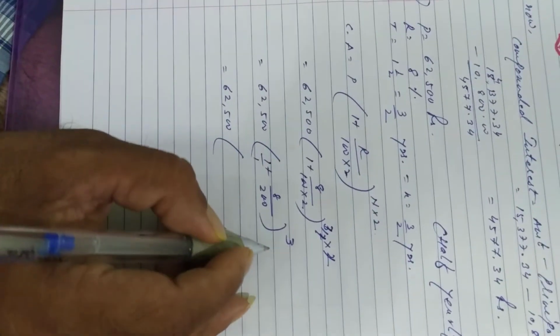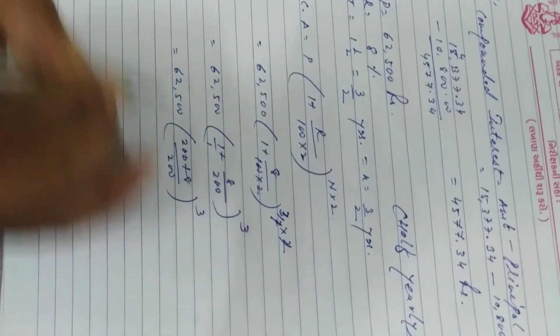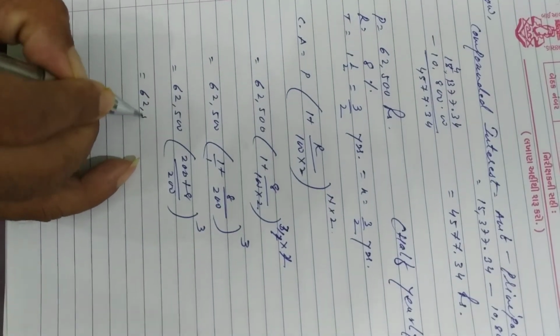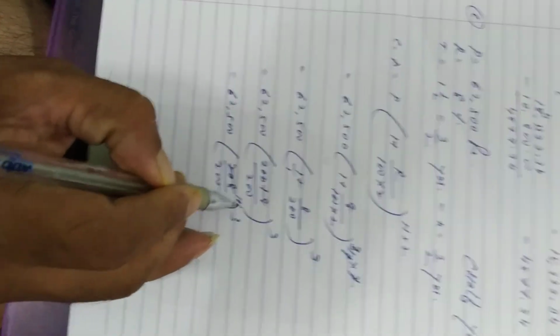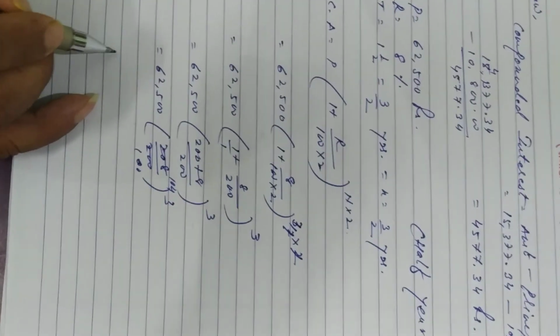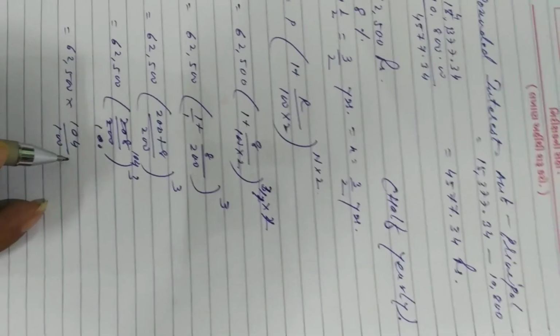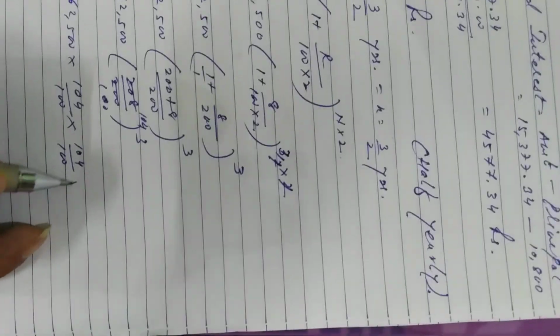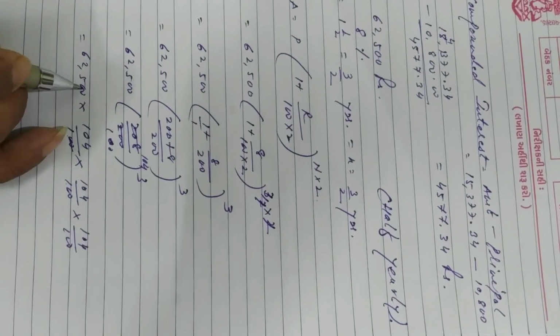Is equal to 62,500. Now again, what's the LCM? 200. So 200 plus 8 upon 200, bracket over, to the power 3, is equal to 62,500 into 208 upon 200 raised to 3. Now cut it: 104 upon 100. So it is 62,500 multiplied by 104 upon 100, multiplied by 104 upon 100, multiplied by 104 upon 100. It's repeated how many times? 3 times: 1, 2, 3. Got it?